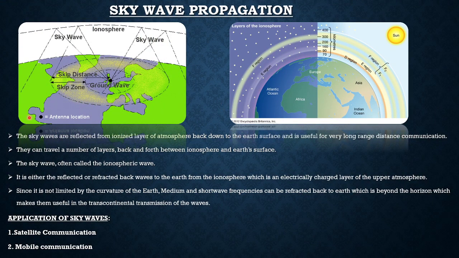Sky wave propagation. The sky waves are reflected from the ionized layer of the atmosphere back down to the Earth's surface and are useful for very long range distance communication. They can travel a number of times back and forth between the ionosphere and Earth's surface. The sky wave, often called ionospheric wave, is either the reflected or refracted wave back to the Earth from the ionosphere, which is an electrically charged layer of the upper atmosphere.